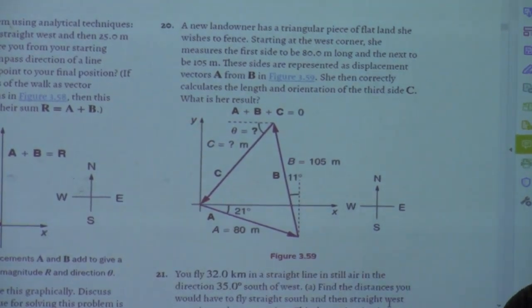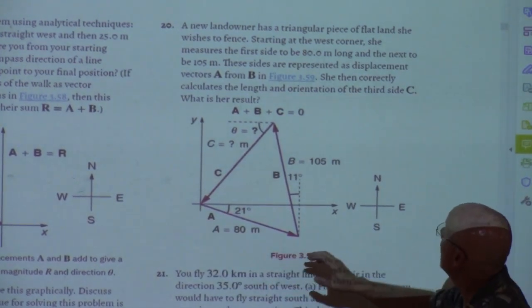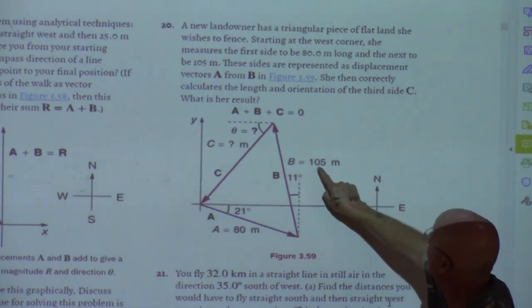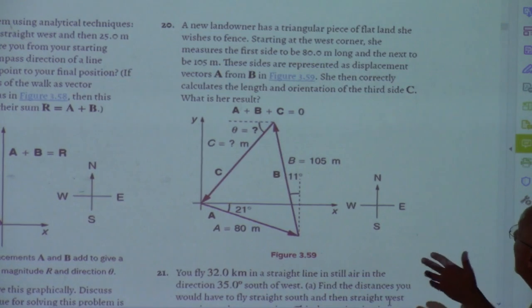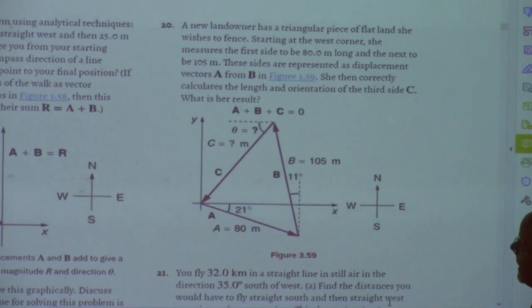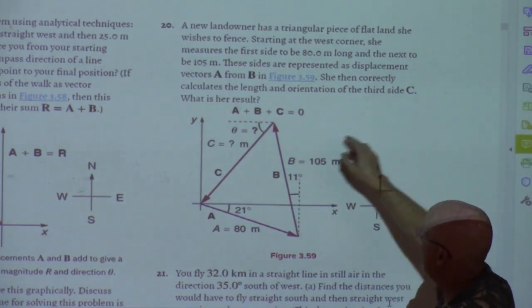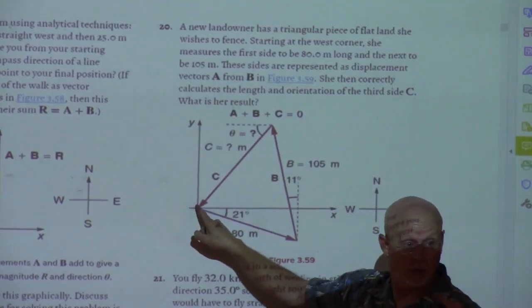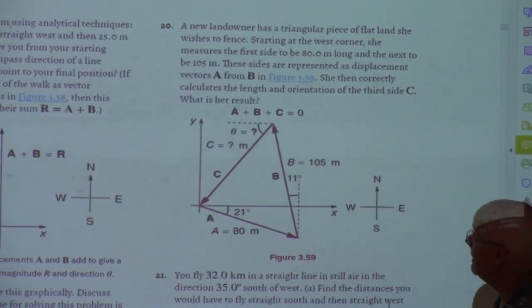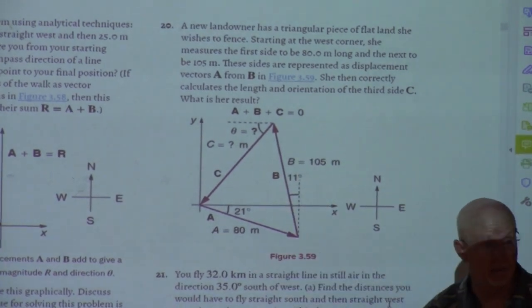And so we're looking at vectors. We're looking at position vectors. Like I said, that's the place to start. They're the easiest to see. All right, so she measures the first side to be 80 meters long, and the next one, B right here, to be 105. These sides are represented as displacement vectors A and B in the figure. She then correctly calculates the length and the orientation of C so that it gets back and encloses her triangular plot of land. And so basically it's saying, what is the length of that?